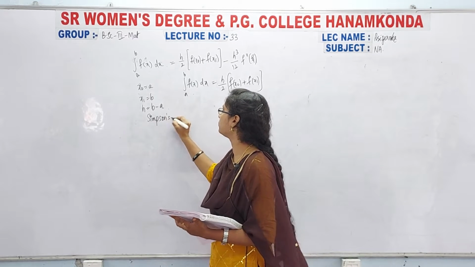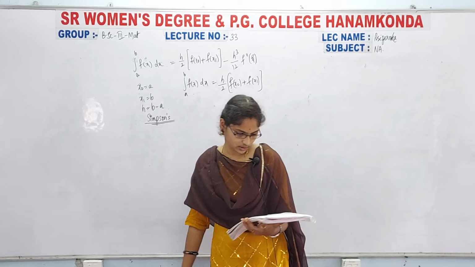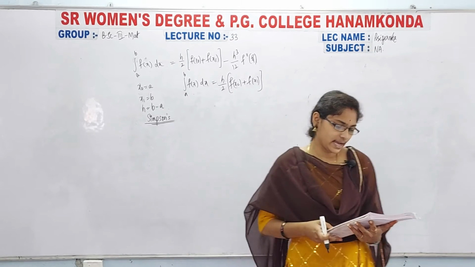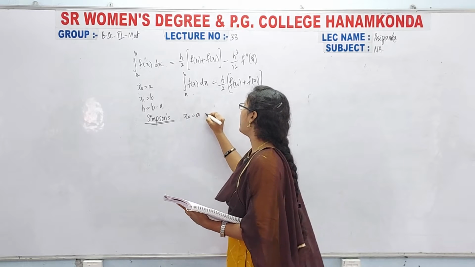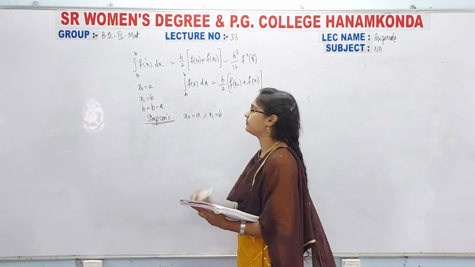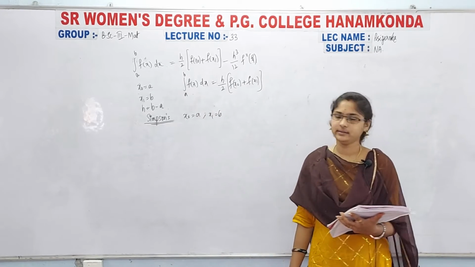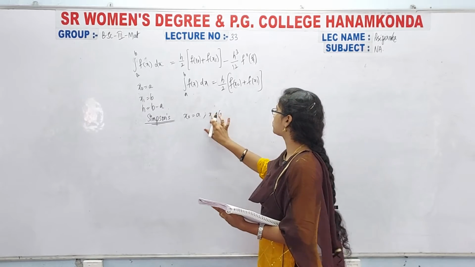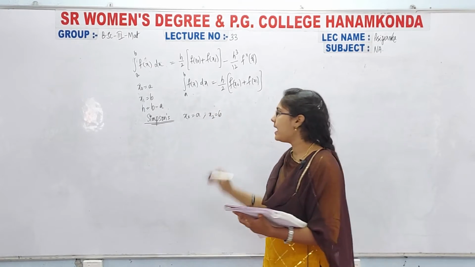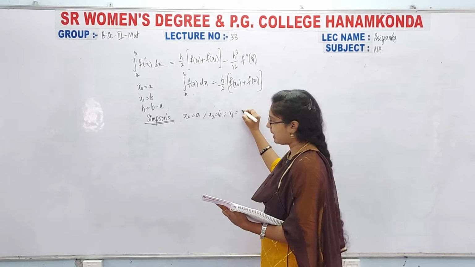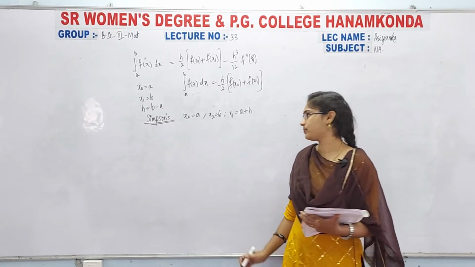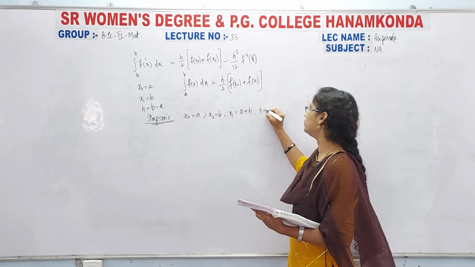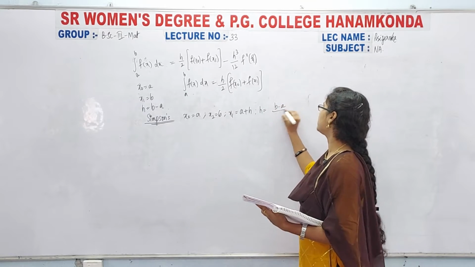Simpson's rule. Write down, ma: here x0 equals a, x2 equals b, and x1 equals a plus h, and h equals (b minus a) by 2.